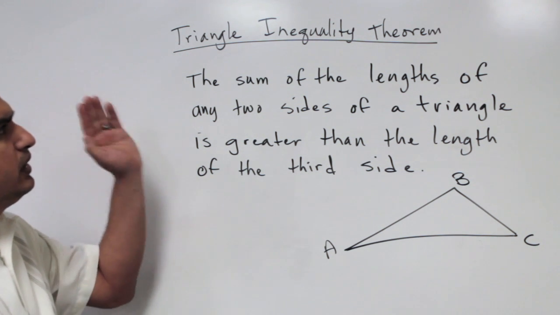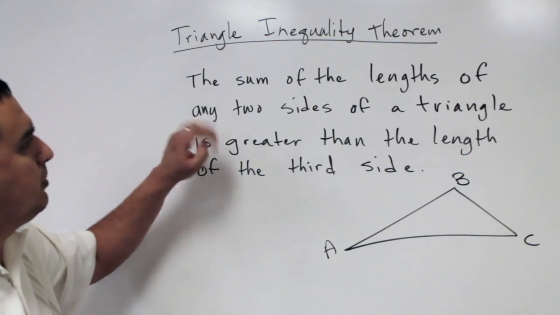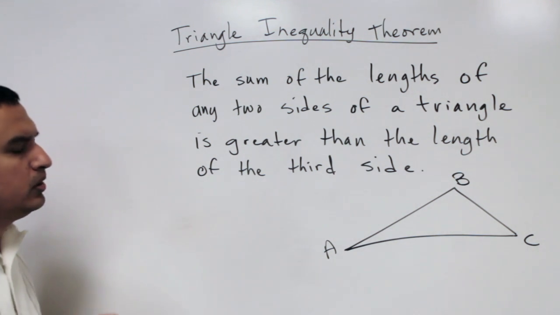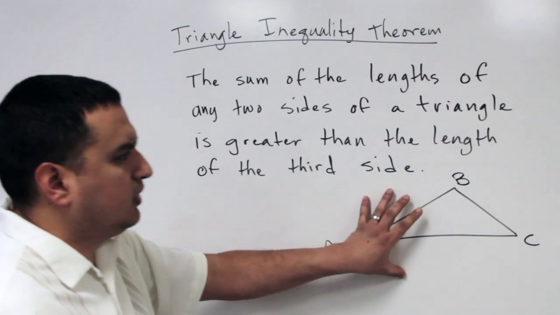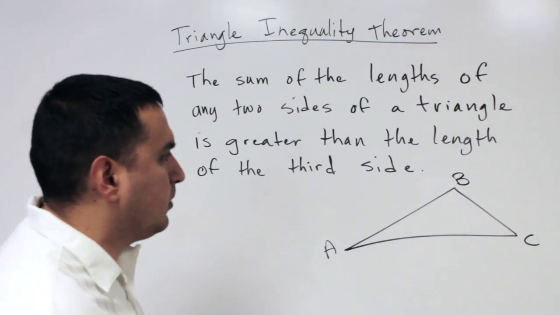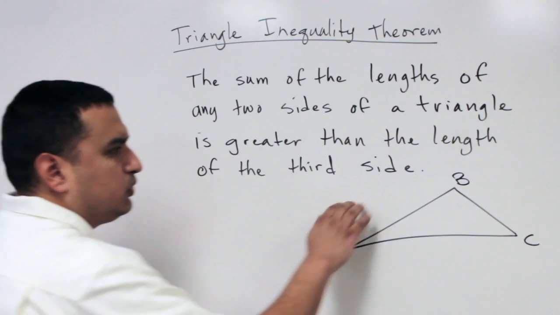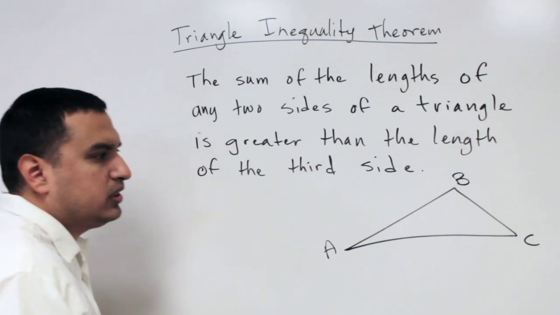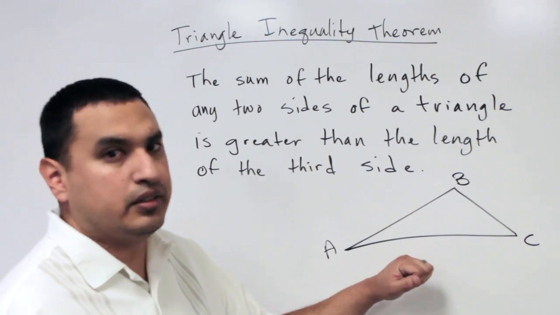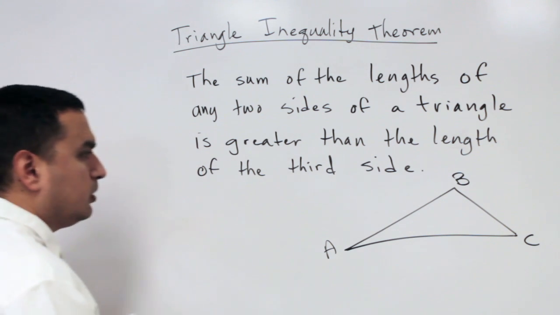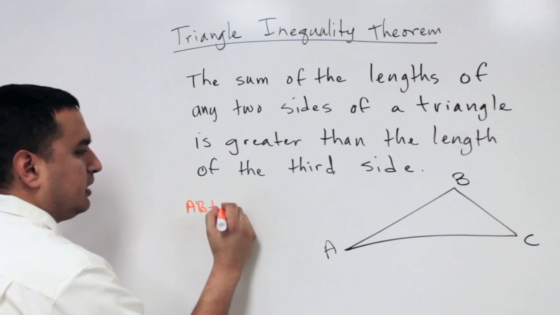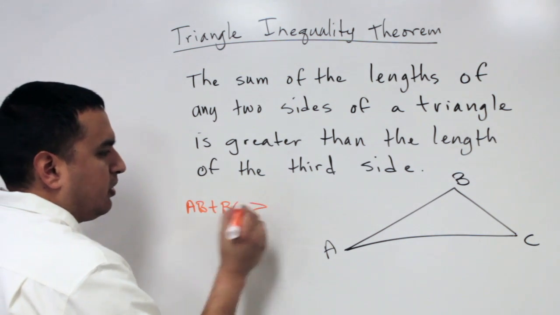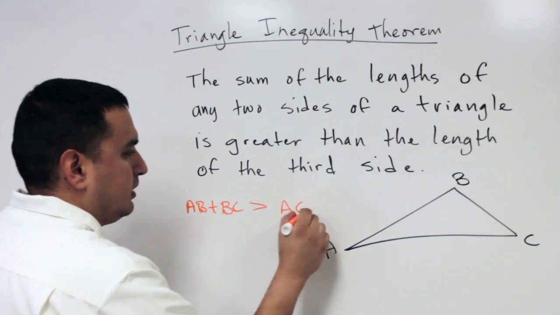Okay, the triangle inequality theorem says that the sum of the lengths of any two sides of a triangle is greater than the length of the third side. So if I look at this example, my triangle just as a reference, that means I can pick any two sides, and if I add those lengths, it has to be greater than the third side. So if I take the length of AB and I add the length of BC, that has to be greater than that third side AC.